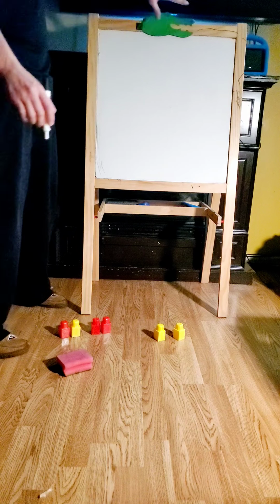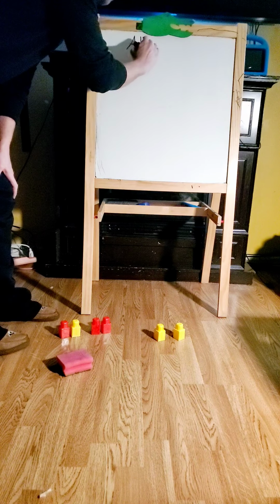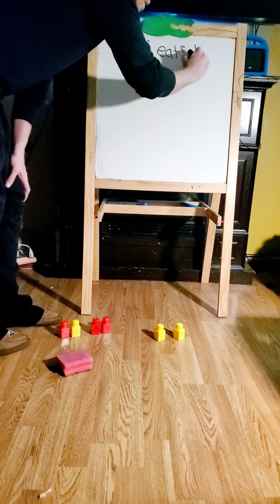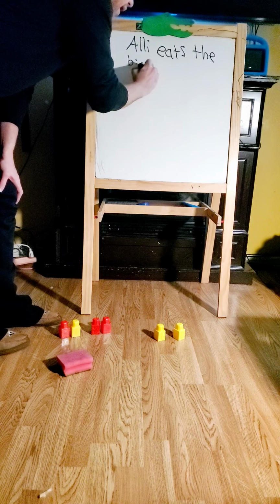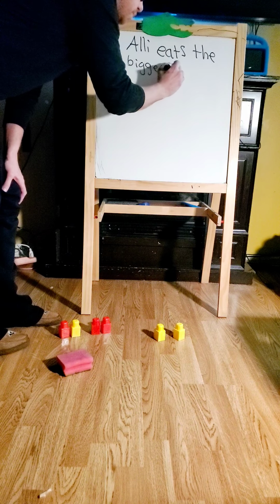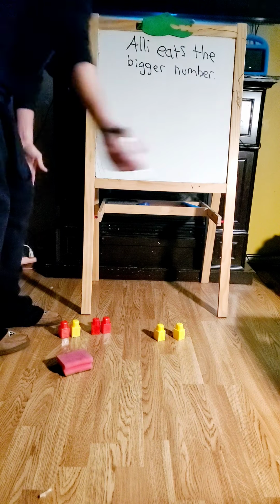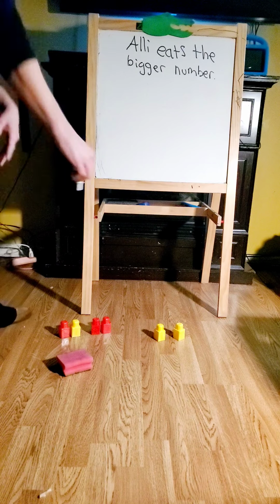So we have Allie. Allie eats the bigger number. Let's just put that. Allie eats the bigger number. Let's just remember that. Okay? That's our sentence. Allie eats bigger number. That represents Allie. So let's do a couple problems.